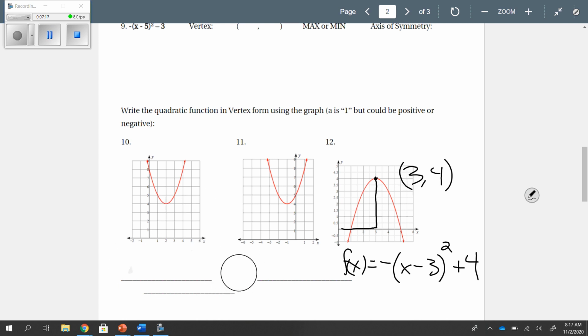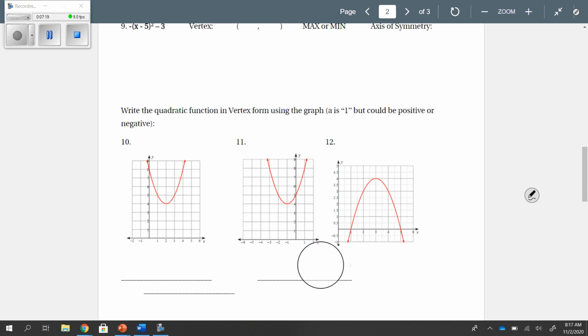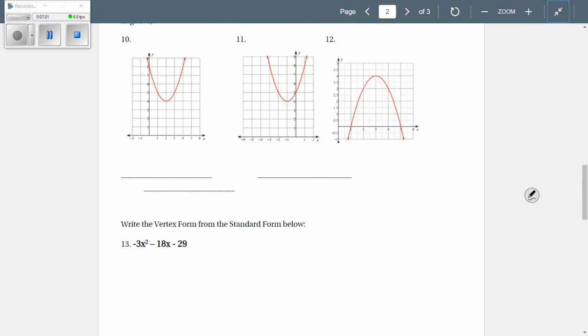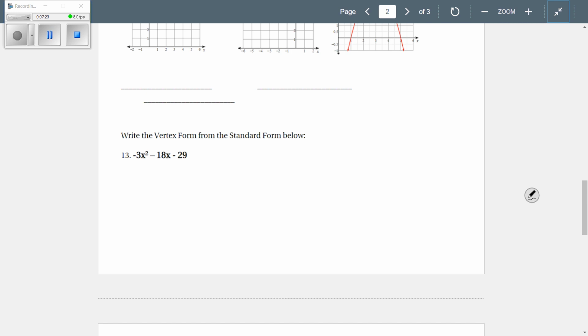I'm going to do one more down here for the review, and then we'll be done. Write the vertex form from the standard form below. All right, step 1, we know x equals negative b over 2a. Now, one thing I want to make note, I said it on the video, I said it to my face-to-face students, I want to say it to you again.